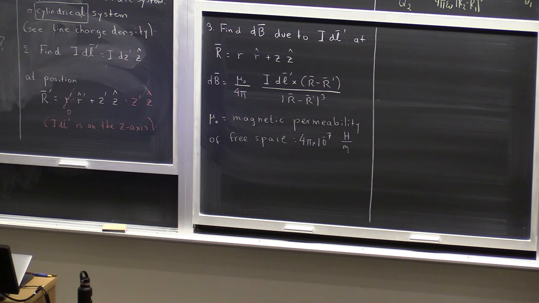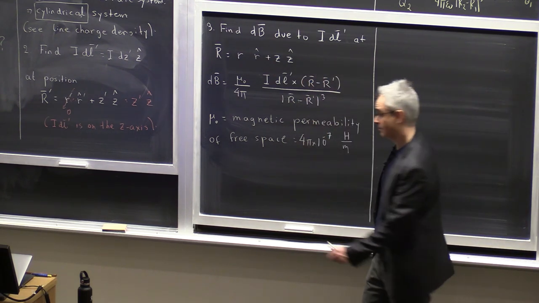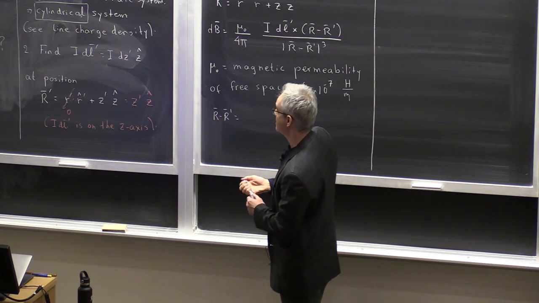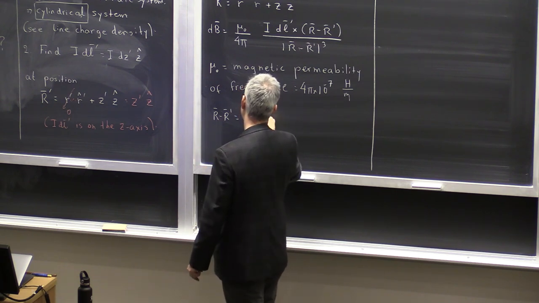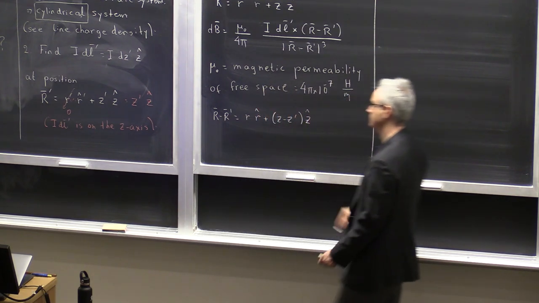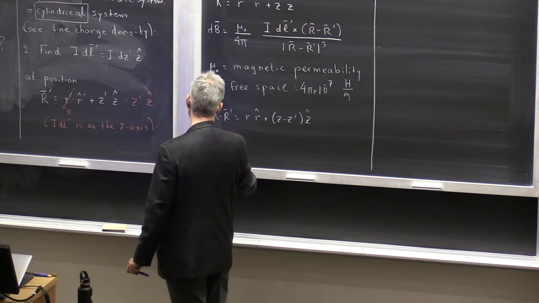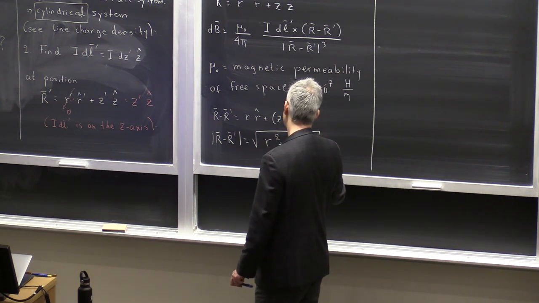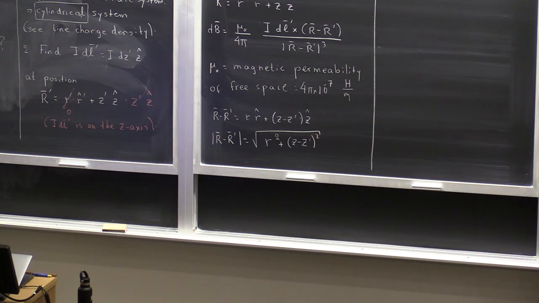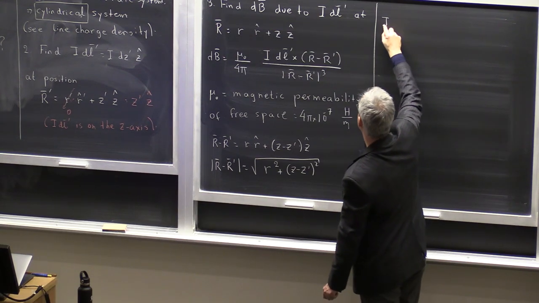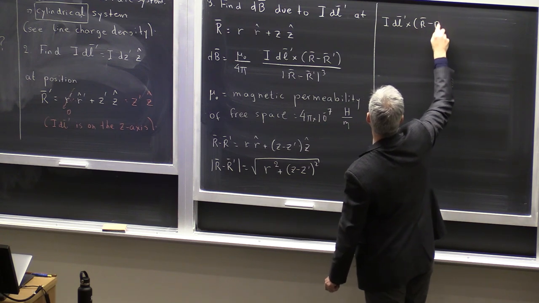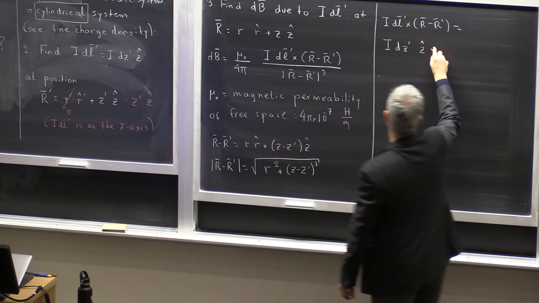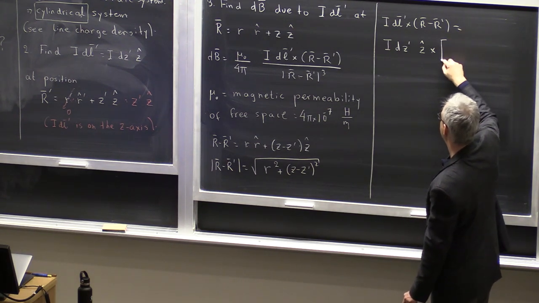So this is dB, and now I will go and calculate this numerator and denominator separately, step by step, so that I don't make any mistake. So first of all, r minus r prime, you see I am subtracting those two vectors: r r hat plus z minus z prime z hat. The length, this magnitude, is you take the two components, you square them, you add them up, you take the square root. And finally, I have to run this cross product. So I take my I dl, and now I have the r minus r prime, which I have calculated from before.